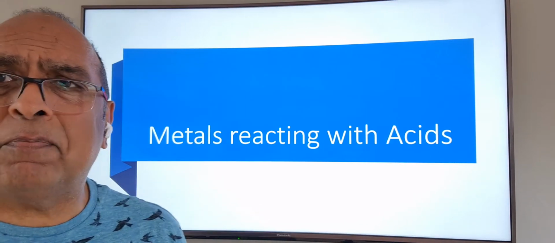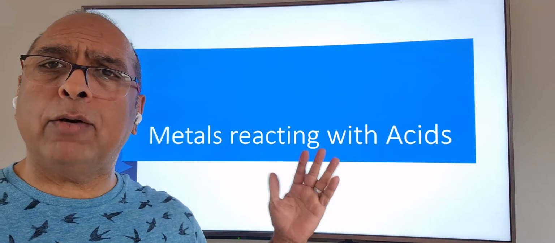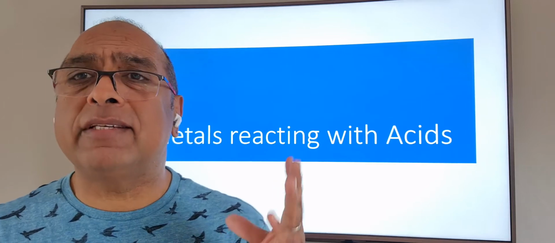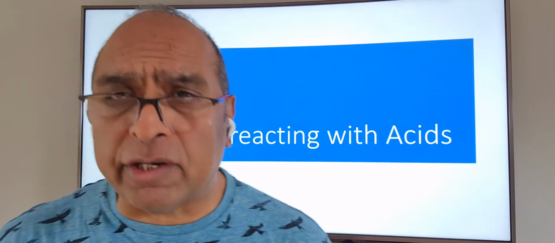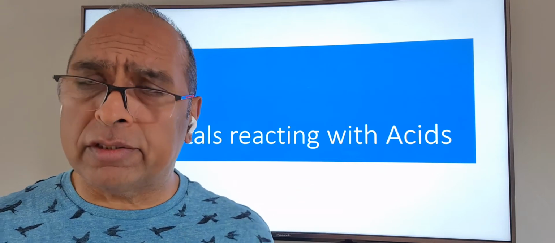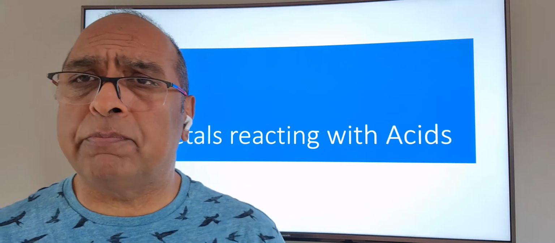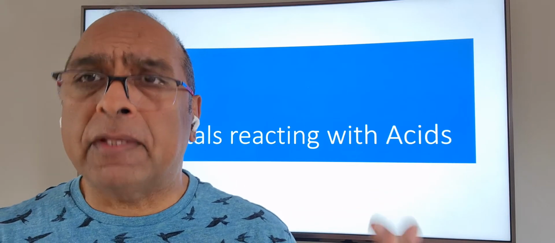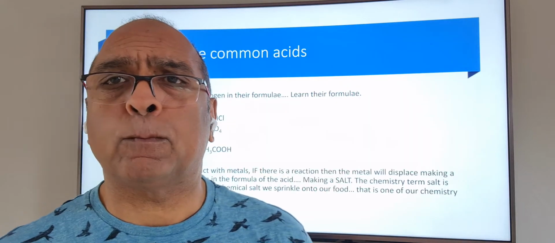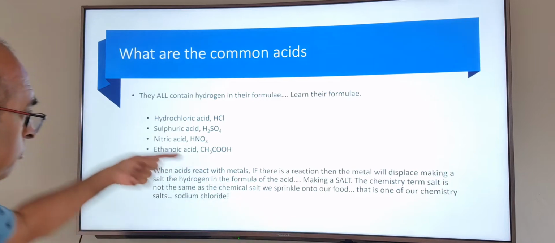Hi, so the next pattern in the series is how do metals react with acids? And to deal with that, I need to explain to you first, and you need to understand, what acids are and what salts are. Now, salts is not the same as salt you put on your fish and chips. The chemical term salt is specific, and I need to explain that. So first, let's start with some common acids.